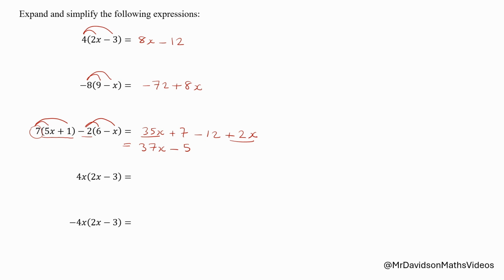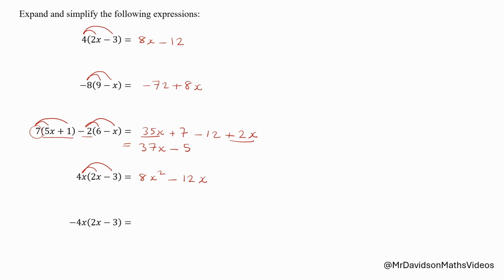Here, the bracket is multiplied by 4x. So 4x times 2x gives us 8x squared. So the x times the x gives us the x squared. 4x times minus 3 gives me minus 12x. And again, these are not like terms, so we can't take this any further.